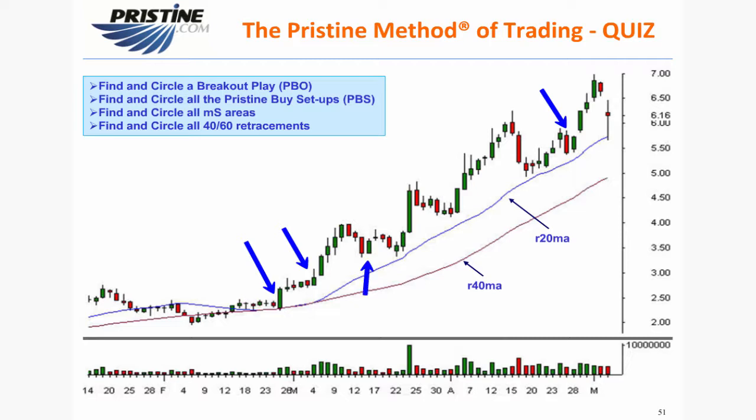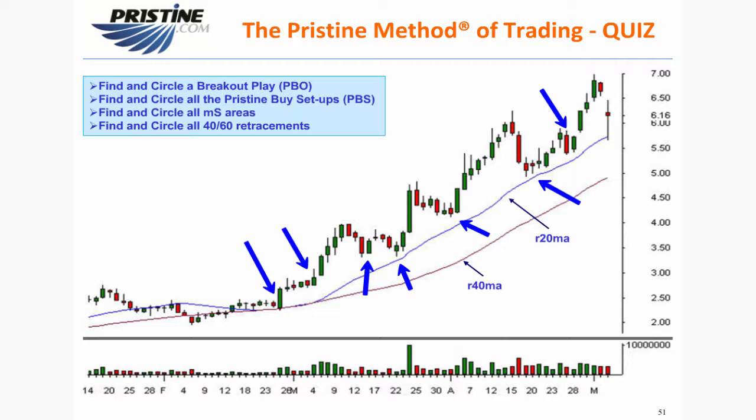You've got one right there that then comes back to retest that low, setting up another buy setup. Then you have another one here and another one over here. So you've got a couple different buy setups all within this uptrend.